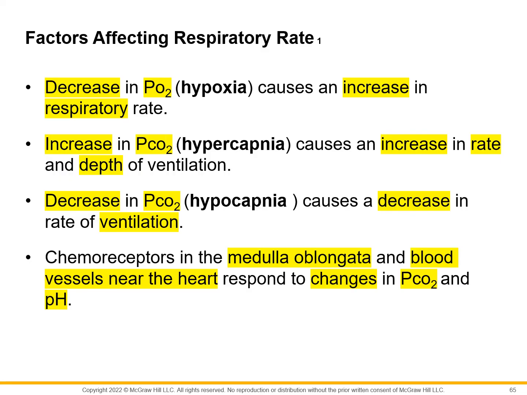Next, chemoreceptors in the medulla oblongata and the blood vessels near the heart would respond to the changes in the partial pressure of carbon dioxide and also the blood pH. Alright, so ulitin natin, located within our medulla oblongata and also located within the blood vessels near our heart, meron daw po tayong chemoreceptors. These are sensory receptors that would detect if there is any change in the partial pressures of carbon dioxide or yung pH ng blood natin. Kasi po, yung increase or decrease ng carbon dioxide in our blood, that also affects our blood pH. Alright, so ayan po. These are the factors affecting respiratory rate.